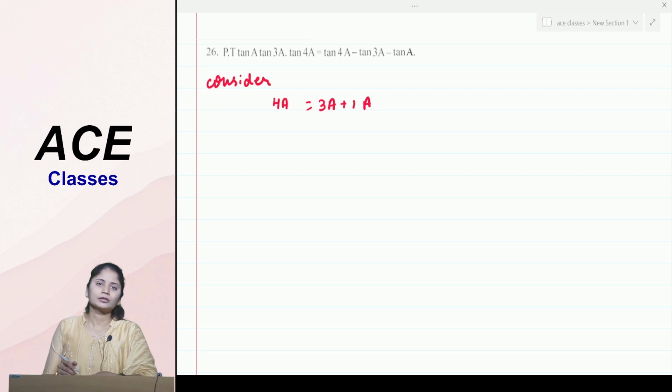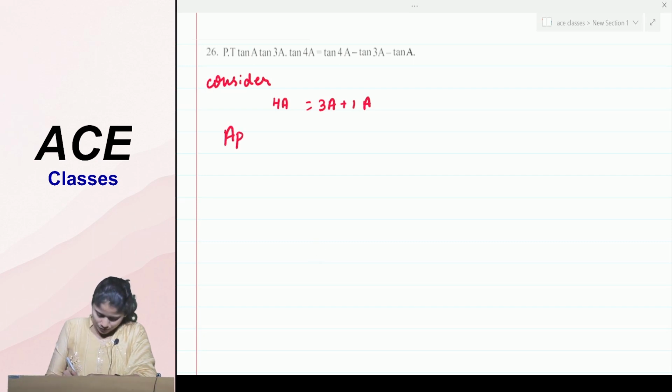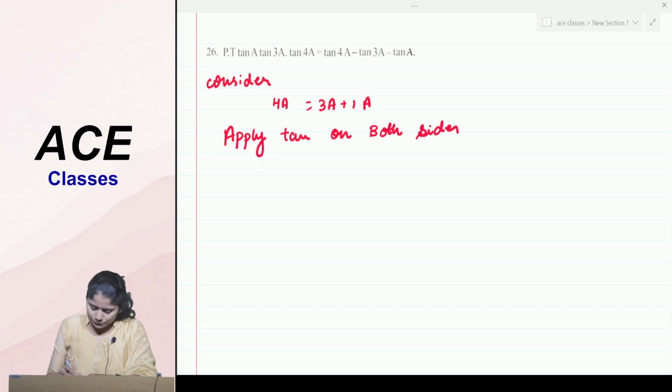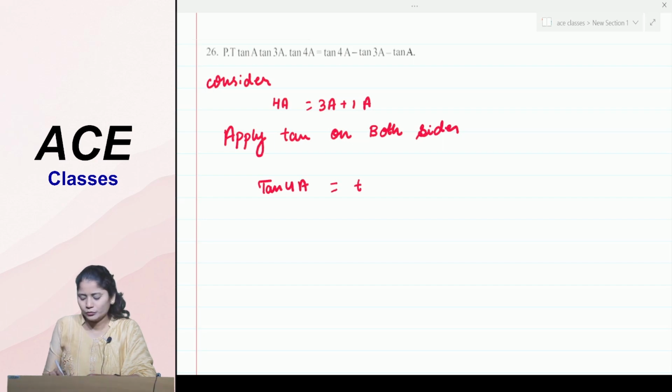Since my complete proof is in terms of tan, apply tan on both sides. So this will be tan 4A equals tan of 3A plus A, or 3A plus 1A. Both are one and the same.